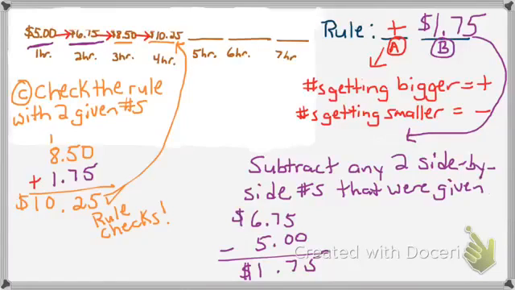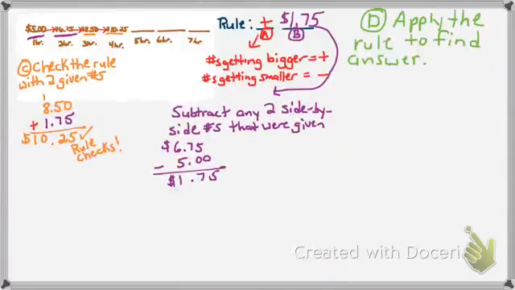So I found both parts of my rule. I took two numbers that were given and checked the rule to make sure that it does check out. Now I can go ahead and apply the rule to find my missing numbers. So to apply the rule to find the answer, I have to find the last number that they gave me before the blank, and here it is, it's 1025. So I'll write down 1025. I'll apply my rule, which again was plus $1.75.